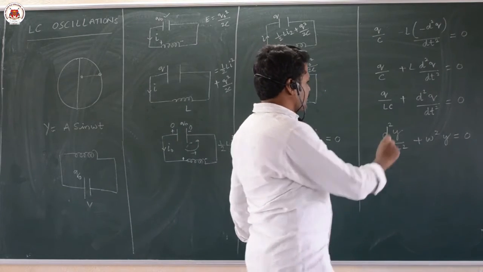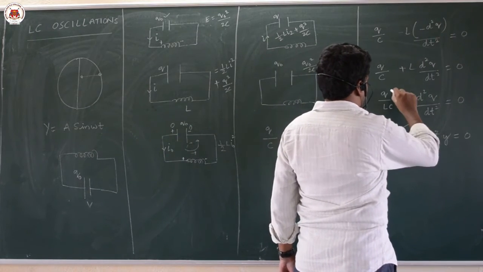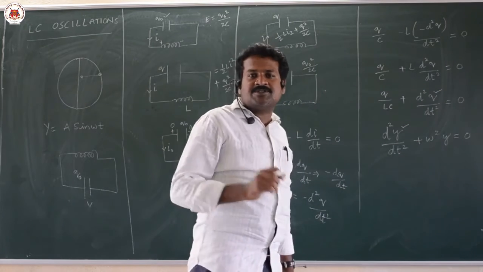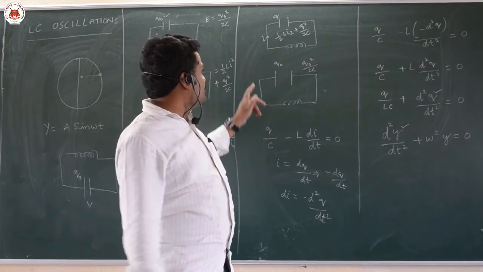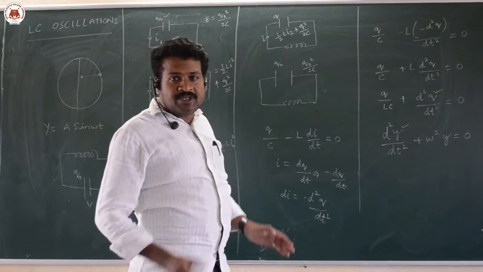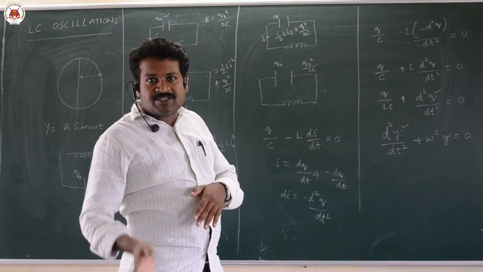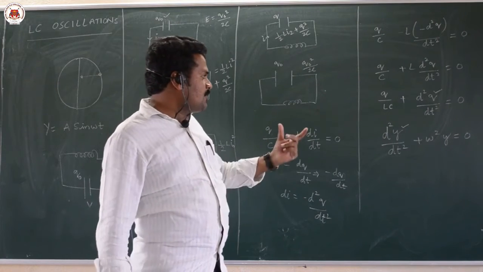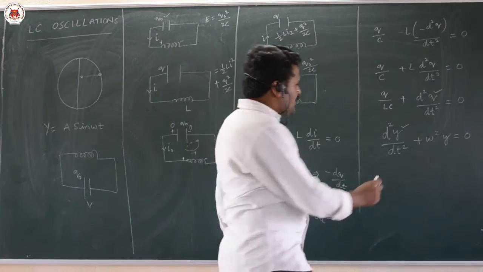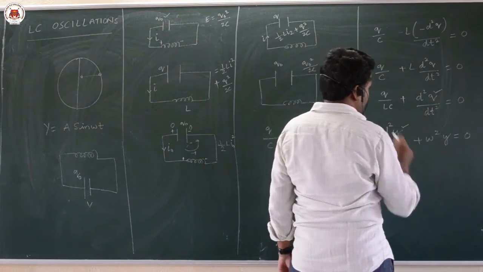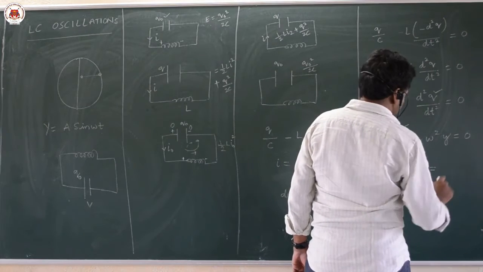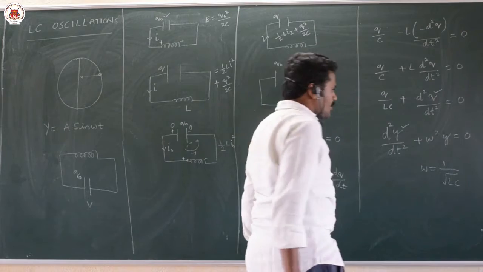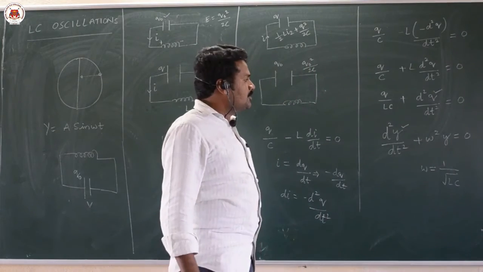If you observe here, in place of y you are having q, that means charge is oscillating in this LC oscillation. Charge initially was maximum, then reaches 0, then reaches minimum, again reaches 0, again reaches maximum. So this is what LC oscillation is about. From this you can calculate omega also. Omega is equal to 1 by root LC. This is the value of omega.